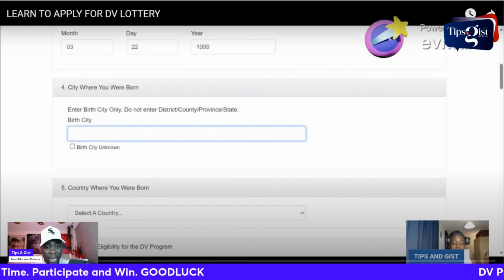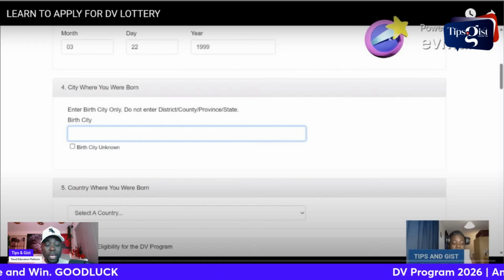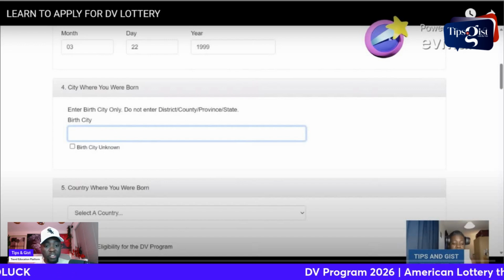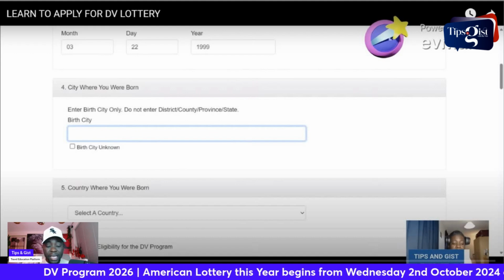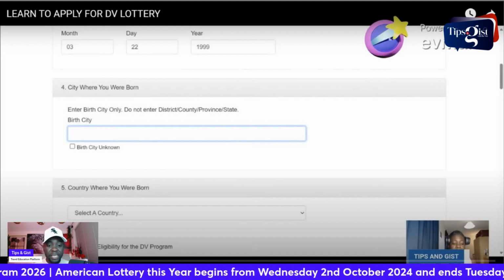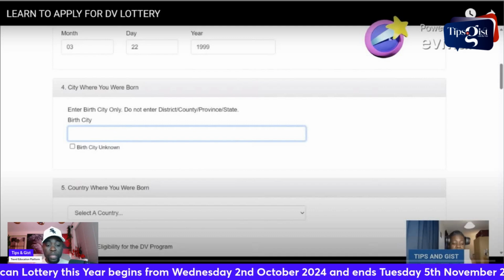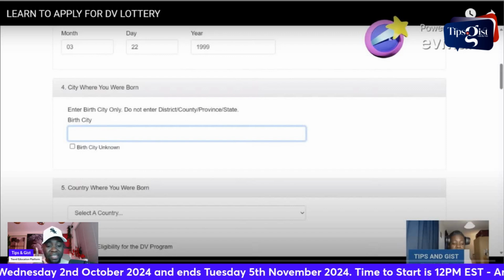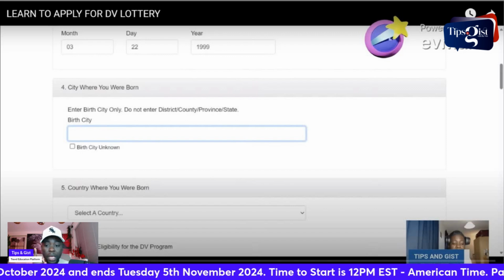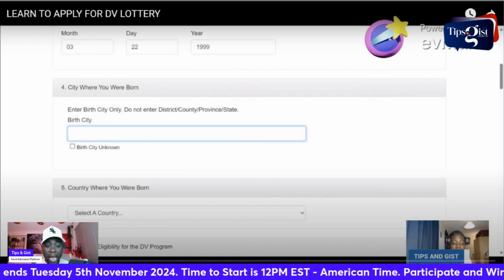Even if it is a village, once it is on your passport, it is considered as a city or a place of birth. So just enter what is on your passport or your birth certificate. If you don't have a passport yet, just key in whatever is on your birth cert. But right after the lottery, if you're going to do a passport and they ask your place of birth, just use the exact town or city that you used during the American lottery as your city of birth.